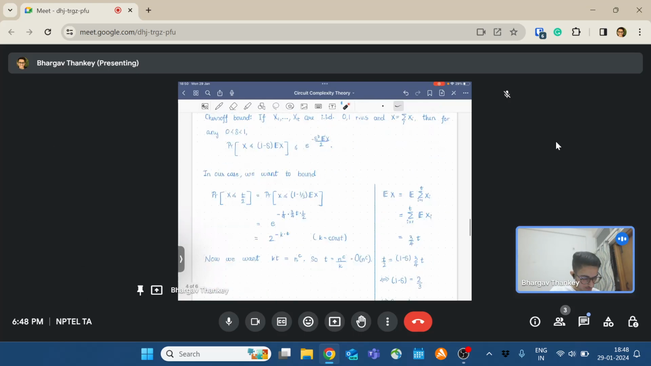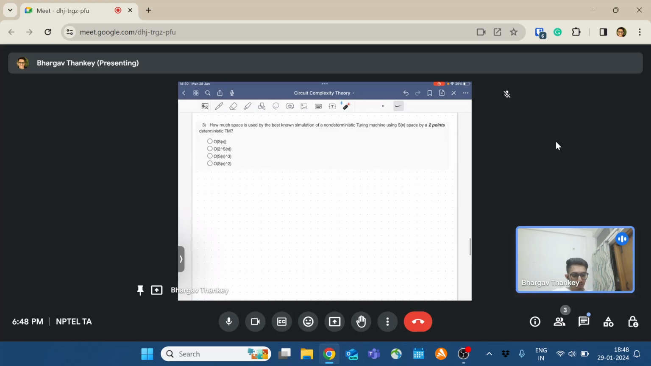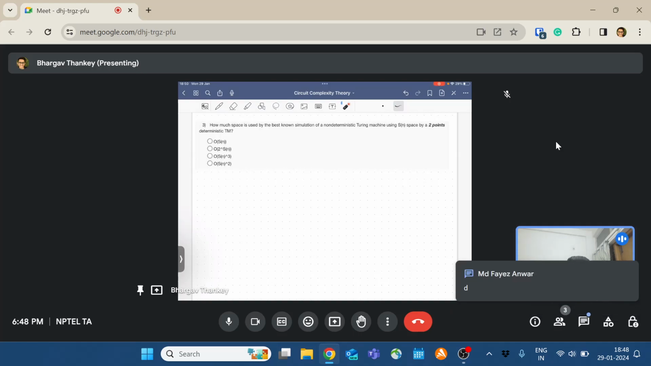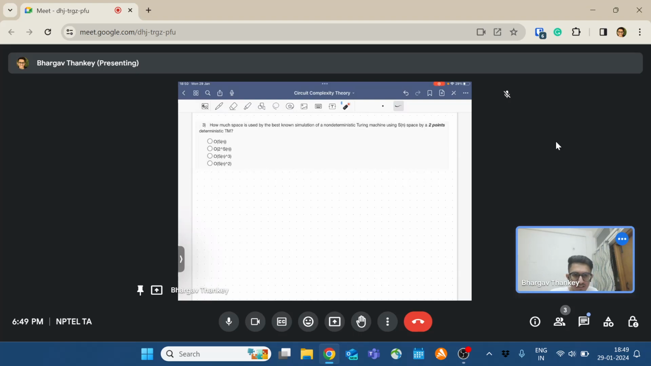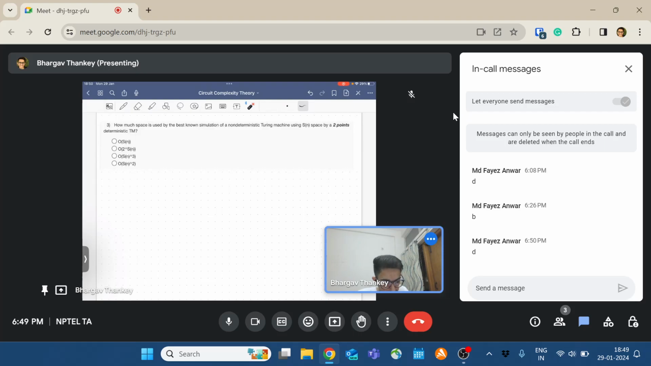So then let's look at the next problem. The next problem is how much space is used by the best known simulation of a non-deterministic Turing machine using S(n) space by a deterministic Turing machine. The options are order S(n), order 2 to the S(n), order S(n) cubed, and order S(n) squared. Which is correct? It's D.